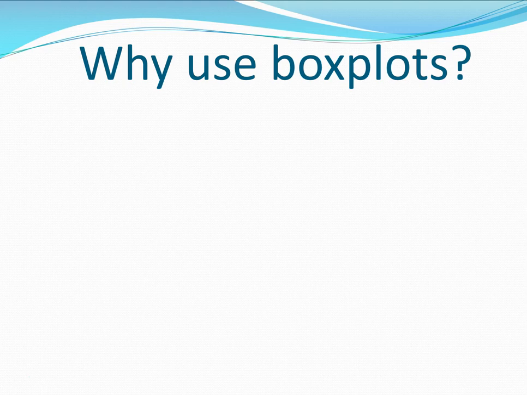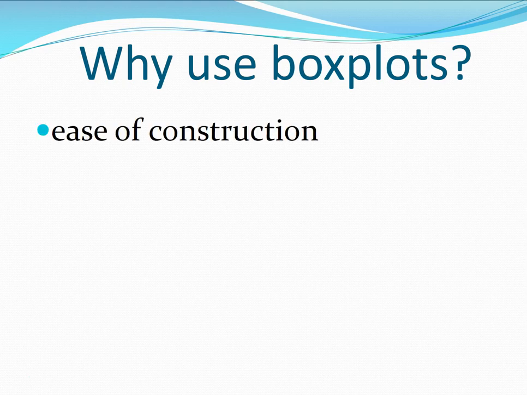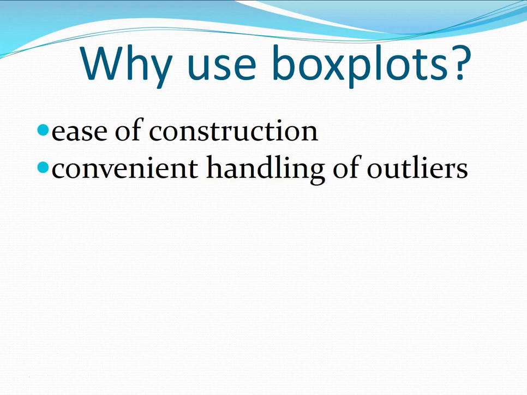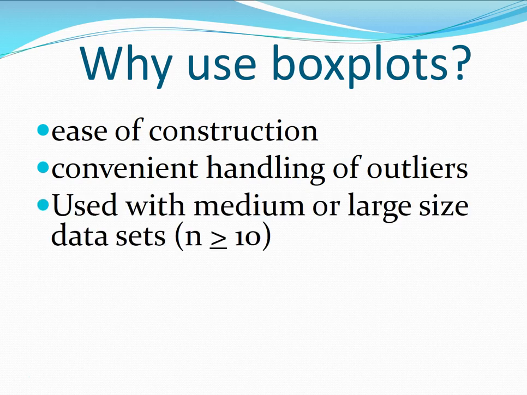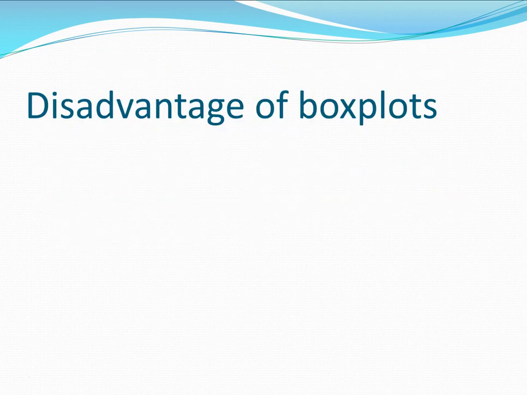Now last video we talked about stem plots and dot plots and histograms. Why would we use a box plot if we have those other choices to us? Well, first of all, box plots are super easy, very easy to construct. Secondly, they do a great job of handling outliers. They do a much better job of handling outliers than any of the other ones. And they're great for us to use with medium or large data sets. If we have a large data set, a box plot can be much, much easier than drawing a histogram for that thing.